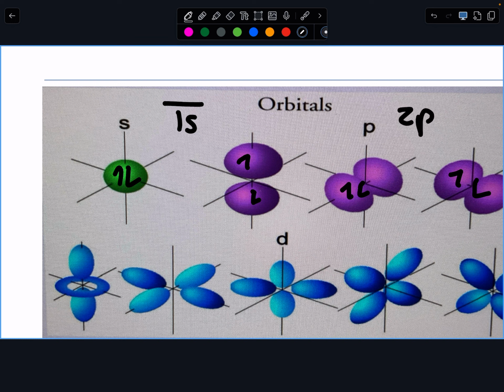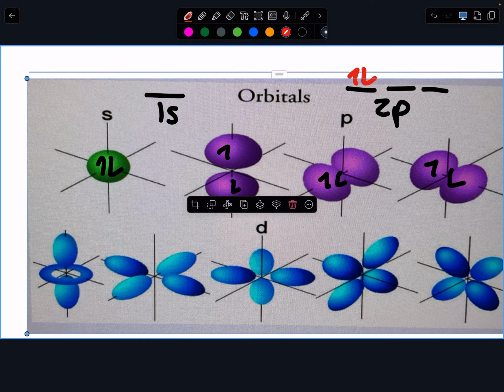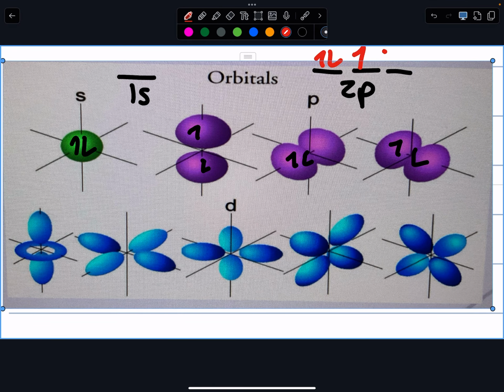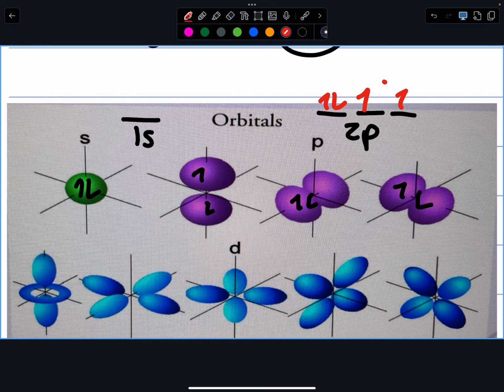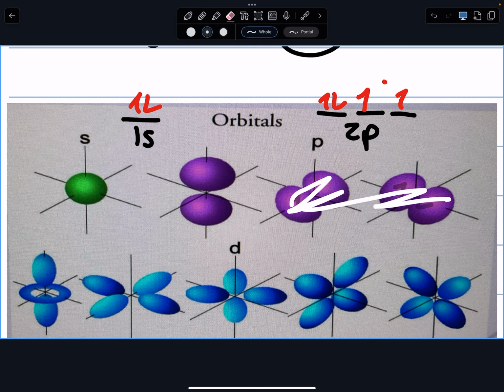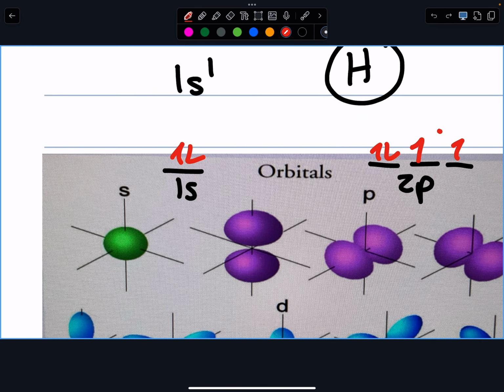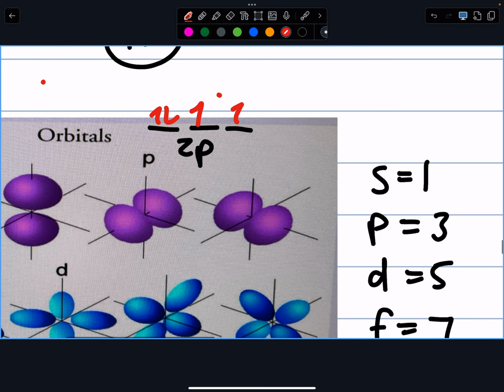P's have 3. So let's say I have 2 electrons on here. I have 1 electron over here, and I have 1 electron over here. 1 electron over here. Okay? What I mean by that is take a look. In the S orbital, how many electrons do I have? 2. So I have 2 electrons in that orbital. Okay? 2 electrons in that orbital.